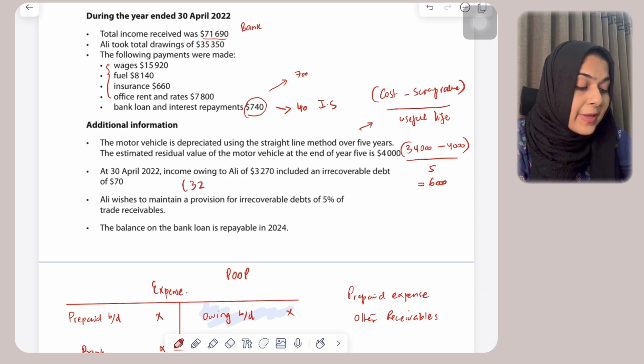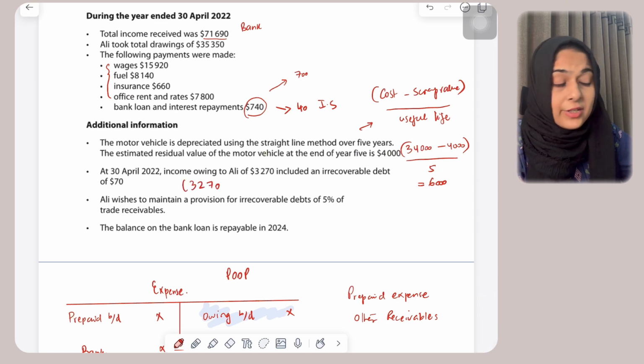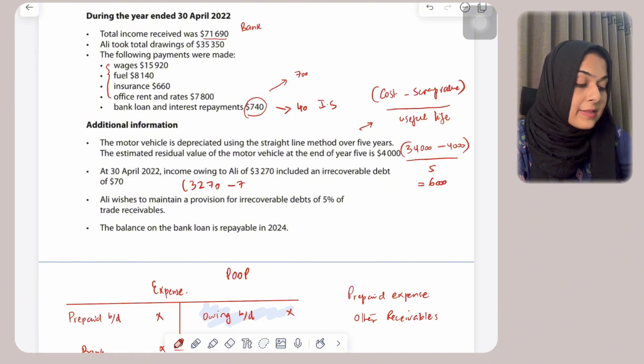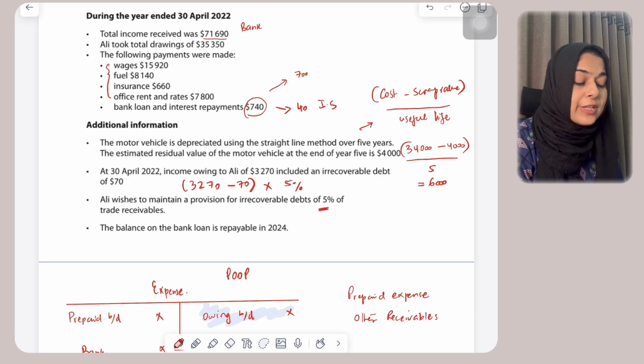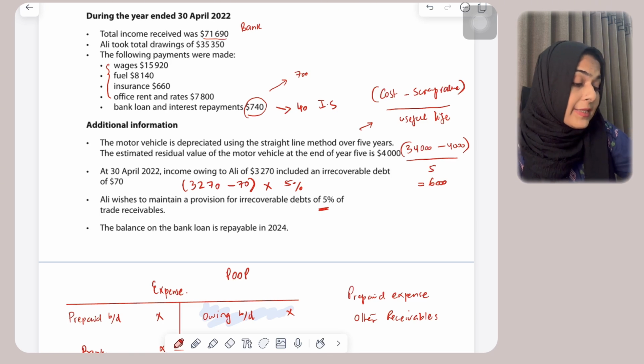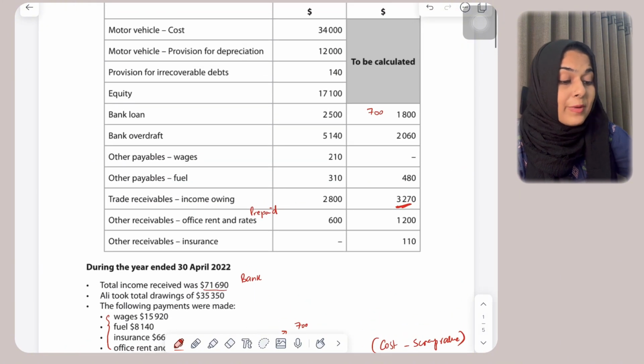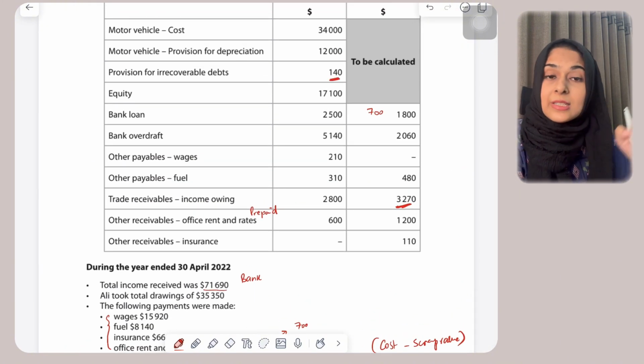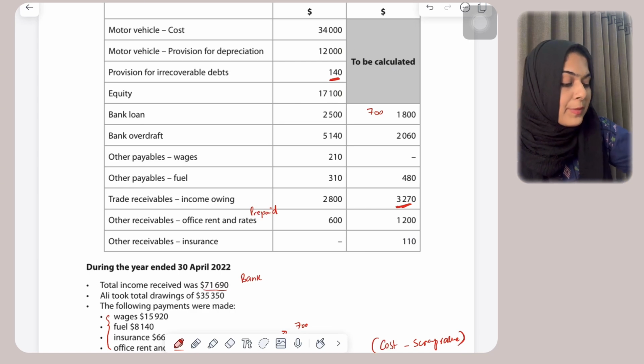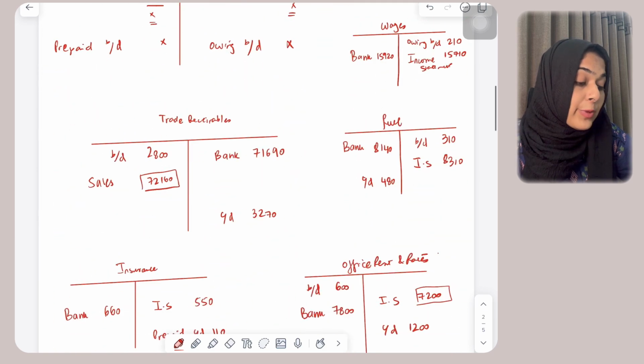Irrecoverable debt is my expense, which I will not recover. So 3270 minus 70 is my trade receivables at end. Now you multiply this by 5% to calculate the provision for irrecoverable debt. So 3270 minus 170 into 5% will give me 160, which is my provision for irrecoverable debts at end. My provision at start is 140 and at end is 160, which means the provision is increasing by $20.